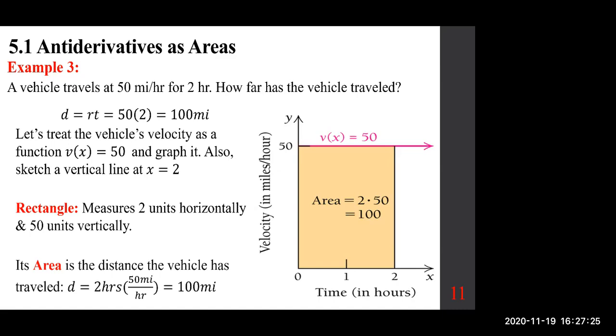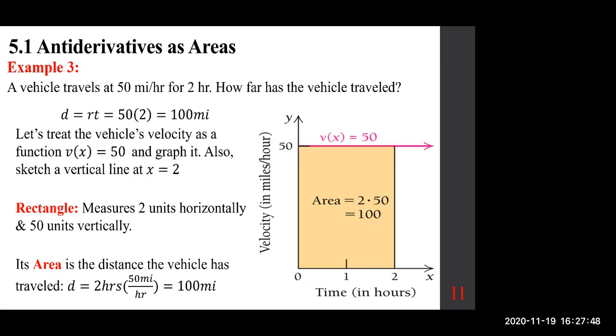So I hope you see you can treat this as an area under the curve of the velocity function. So the distance can be, if you happen to have a function which is positive, the area under the curve.